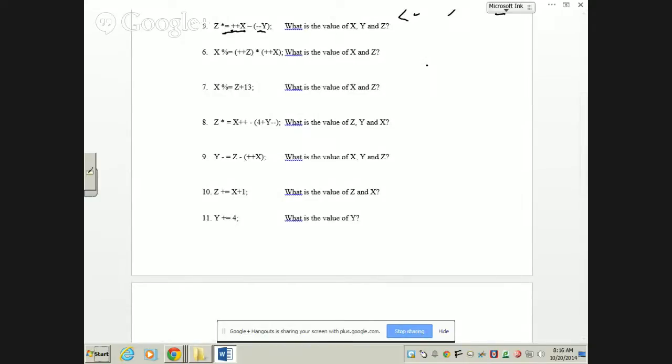Okay, number 6 gets a little more complicated. In some ways, this is actually the trickiest one in the whole worksheet. We have z modulus equals parentheses plus plus x times plus plus y. So what does that modulus equals mean? It means that we're going to divide and we're interested in the remainder. That's what modulus means.